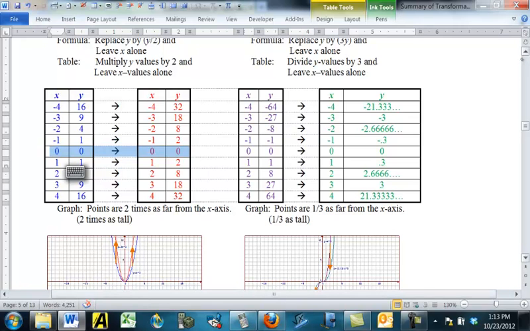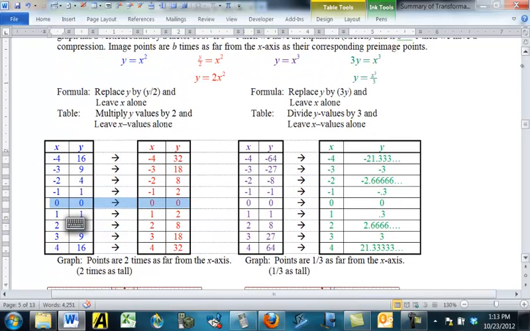Similarly, over here in the next example, we have y equals x cubed in purple, and again you see the table for that. Again, I could have picked anything I wanted. I just picked some interesting points there. And if we replace y by 3y, we get the green graph, which could also be written as y equals x cubed over 3. And of course what this does is leave the x's alone, but then it takes the y's and divides them by 3.